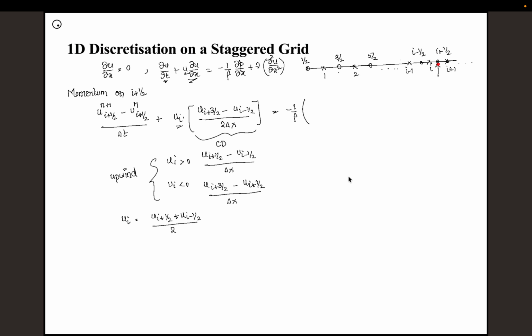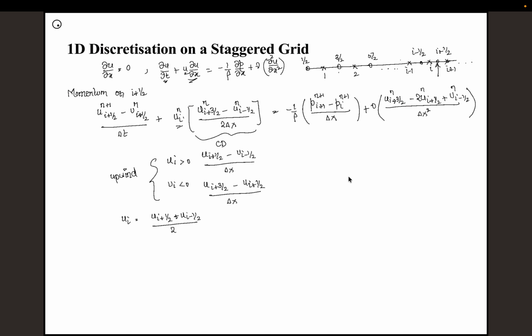Del p del x, again we'll use central differencing. So we are doing discretization at this particular point. So del p del x is basically p i plus 1 minus p i. Again, we are using an explicit formulation here, so here we use the n plus 1, by delta x. The pressure difference is straightforward. The diffusion is straightforward. You have u i plus 3 by 2 minus u i plus half plus u i minus half, by delta x square.